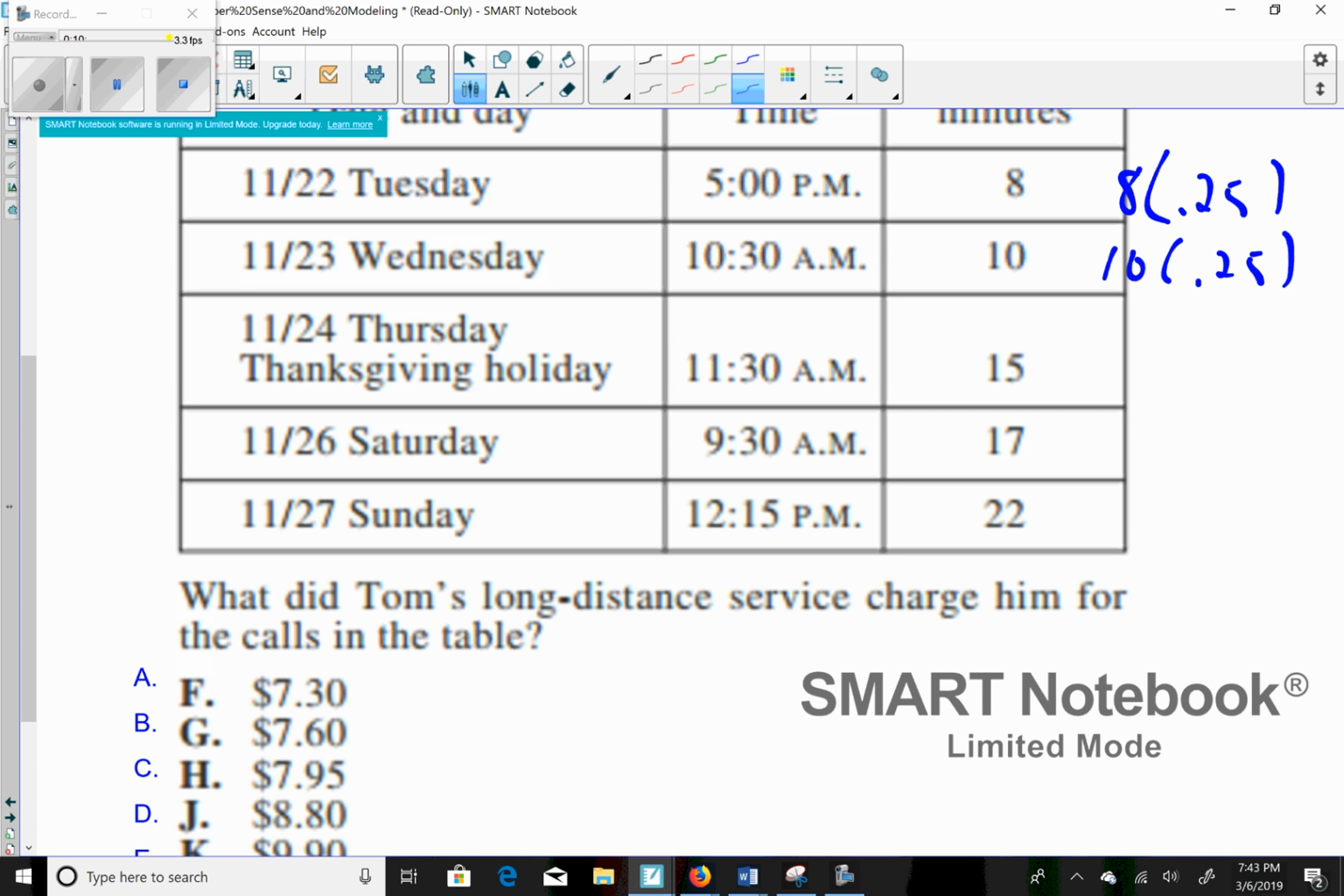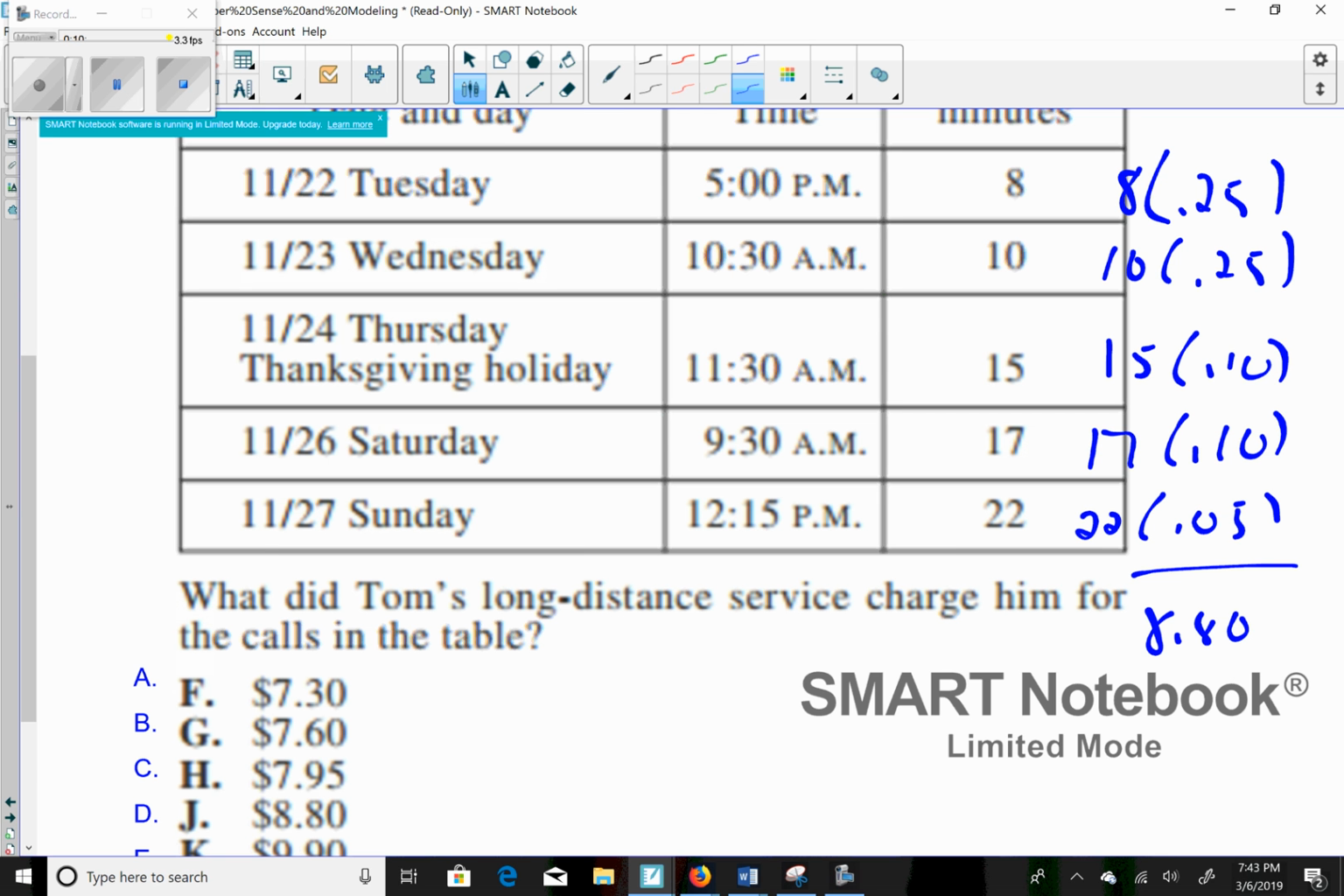On Thursday, the holiday, he has 15 minutes, but on a holiday, he's only going to pay 10 cents. Saturday, he pays 10 cents. And this Sunday, he only pays 5 cents. When I multiply those all and add them up, I end up with a long distance charge of $8.80, which is choice J.